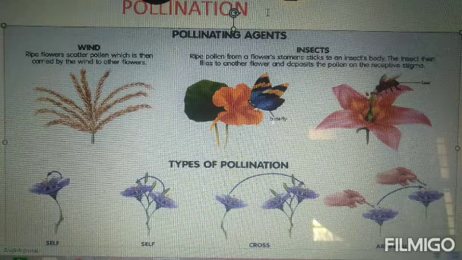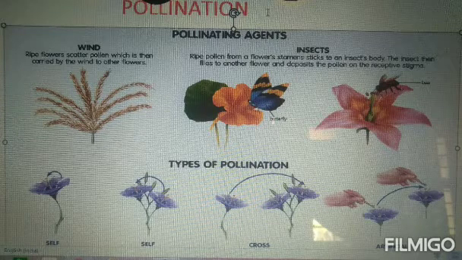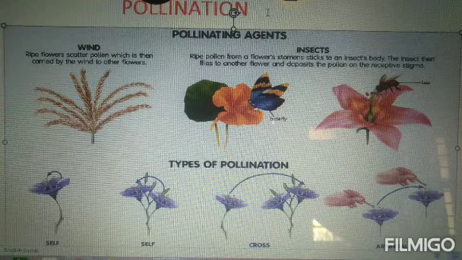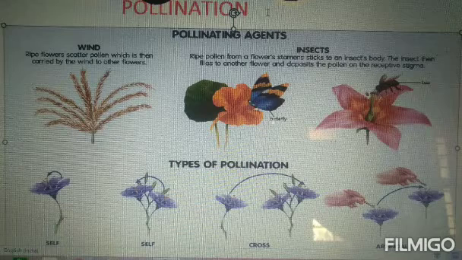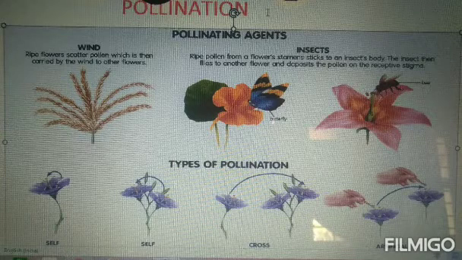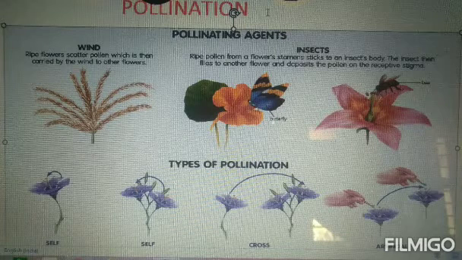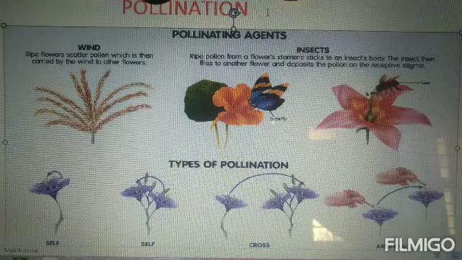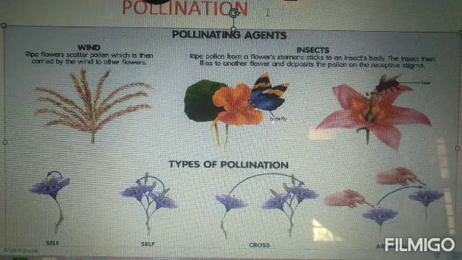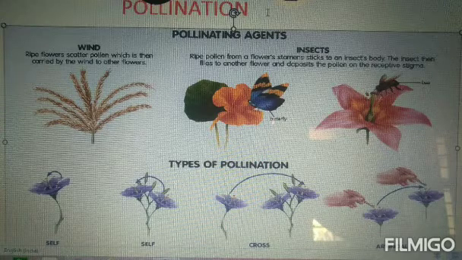In xenogamy, the pollen grain gets transferred from one flower to another flower on another plant. So usually plants prefer xenogamy. And the transfer of pollen grains takes place through various agents. It may be insects, wind, water, or human beings. When human beings carry out the transfer of pollen grains, then it is called an artificial method.